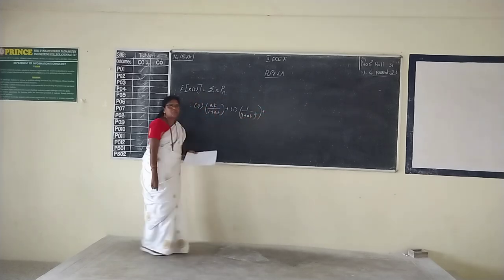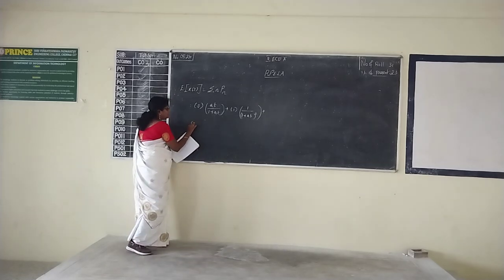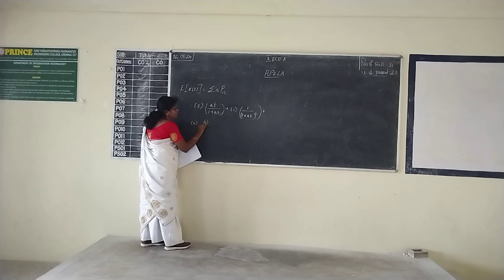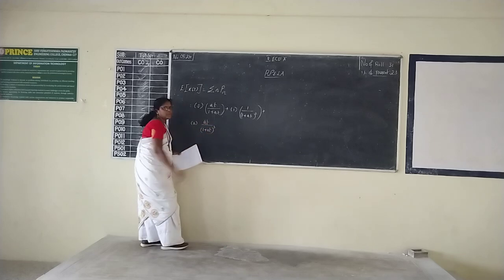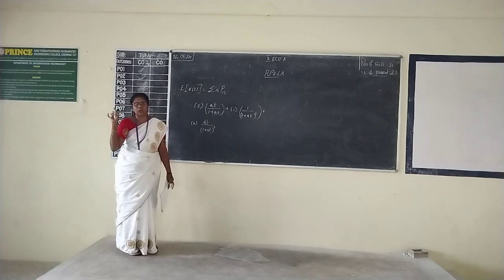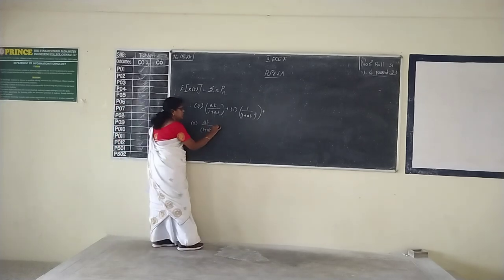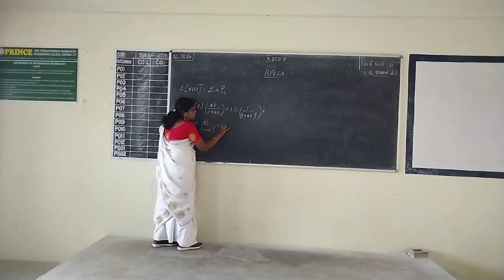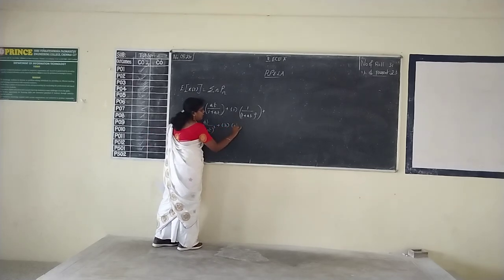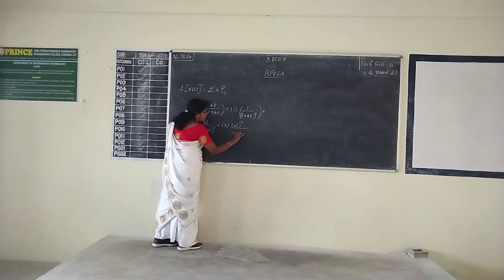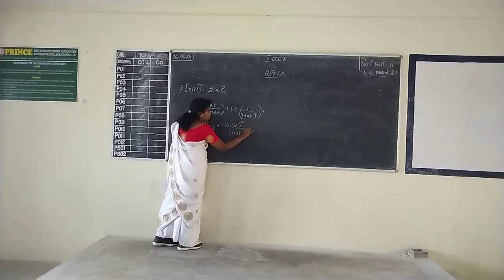Plus, substitute n equal to 2: 2 into at by 1 plus at the whole power n minus 1. Next, n equal to 3: 3 into at the whole square by 1 plus at the whole power 4.